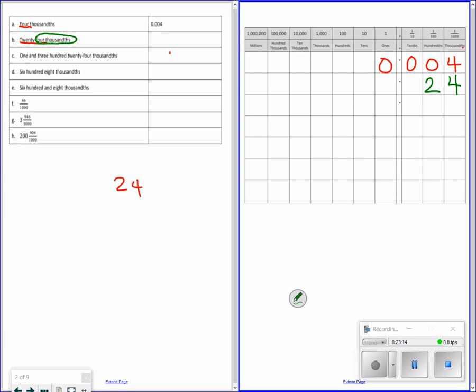Does that make sense? Are you bobbleheading, or are you just like, no. 24 with the 4 in the thousandths place. Yeah? Okay. So what do I do here? Put a 0. You can't have blanks. You got it, KJ? Okay.